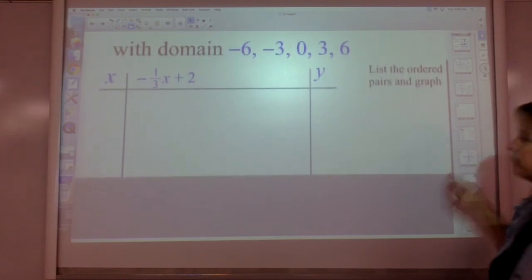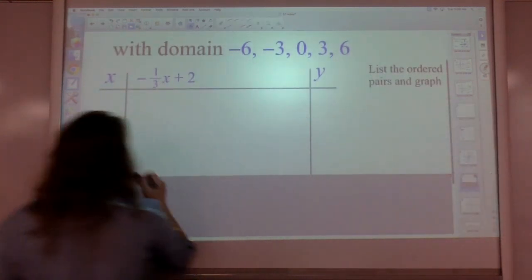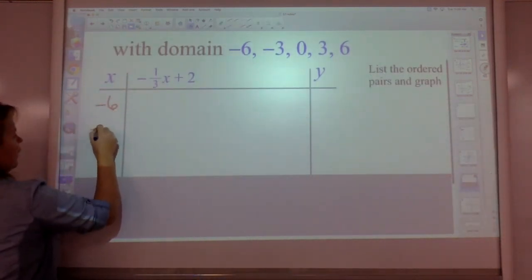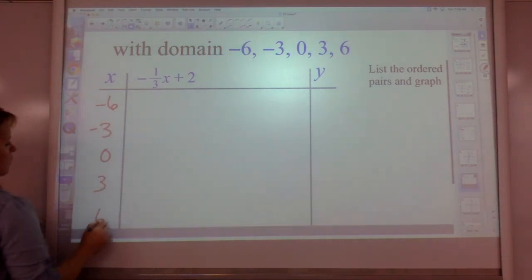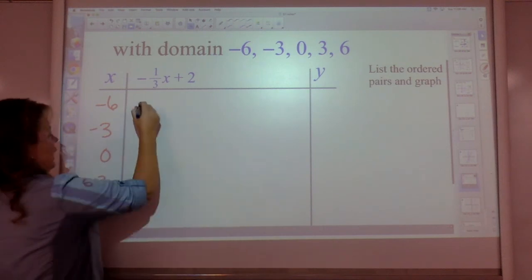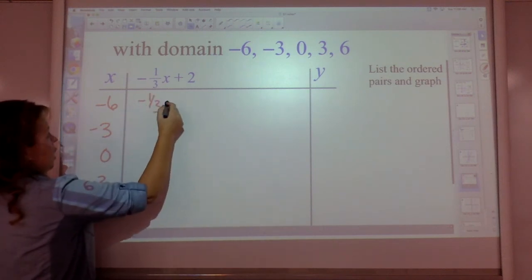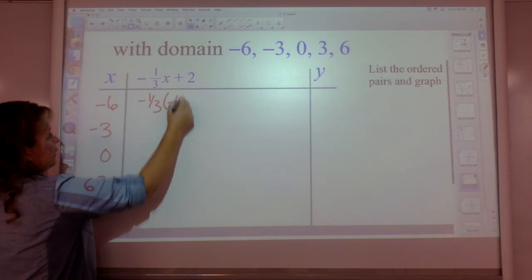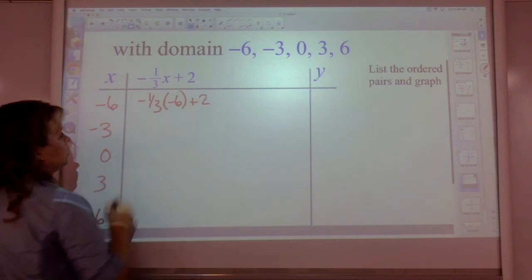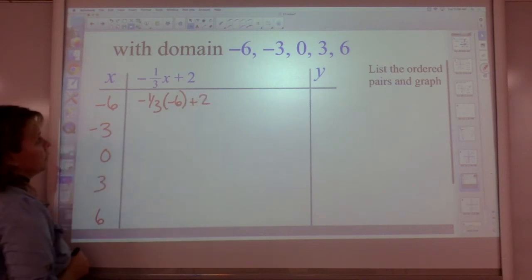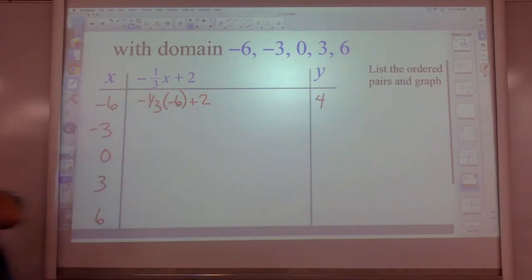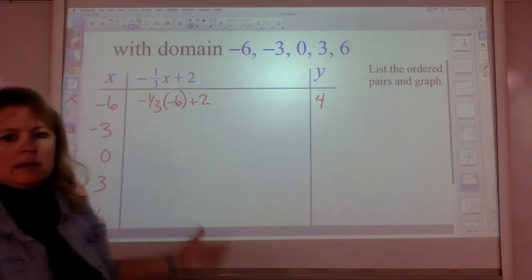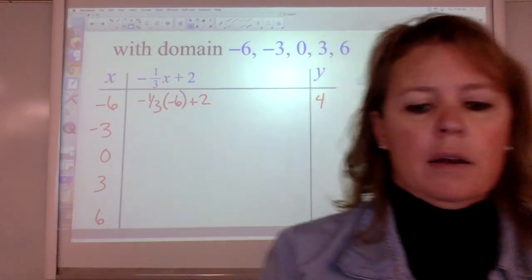Just repeat that. So in our domain this time, we're going to go with -6, -3, 0, 3, and 6. Always put them in order. And it's going to look like -1/3, parentheses, -6 plus 2. And over here, you're going to get a 4. Okay, pause the video and go ahead and finish this and see if it matches what I end up with.